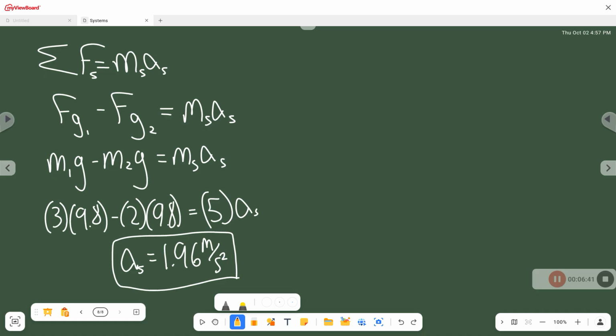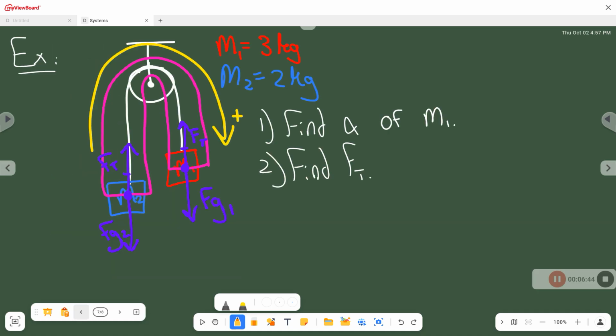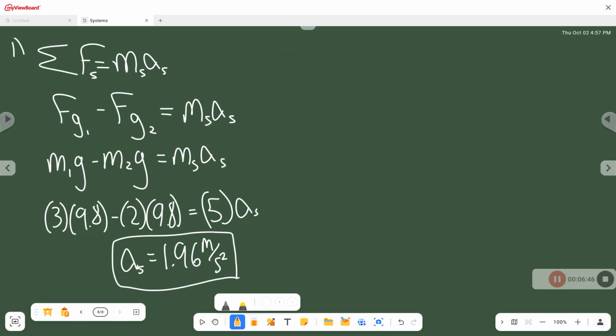Okay, cool. So this was question 1 here. Question 2 says, okay, now find the force of tension in the string. Now what I'm going to do is, because I can't use the system to find force of tension. The system says that force of tension is internal to the system, right? So it disappears. Instead, I'm just going to pick one of those objects, and I'm going to solve for force of tension like that.